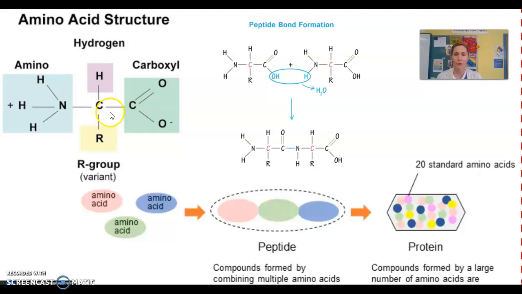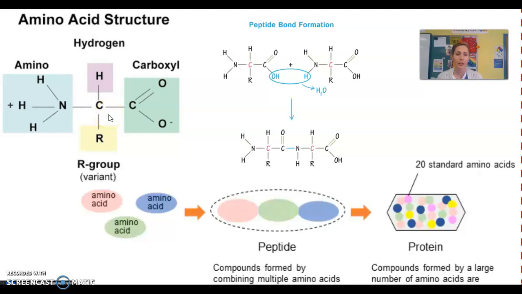Amino acids have 4 parts. They have this amino group, which has this nitrogen present. They have a hydrogen group, and then they have a carboxyl group on this end. Then they have this thing called an R group. So all amino acids have the blue, purple, and green. The yellow varies from each amino acid to each amino acid, which is what gives it its characteristics. So like tryptophan, glycine, those are 2 examples of amino acids.